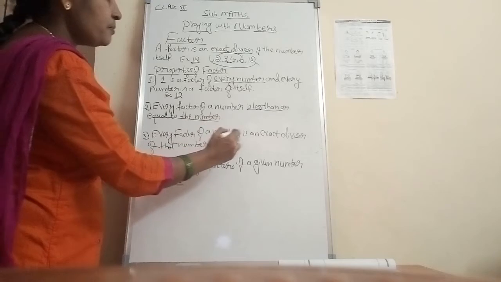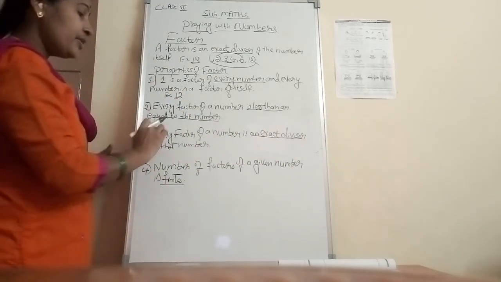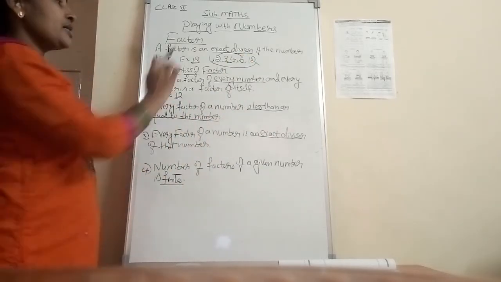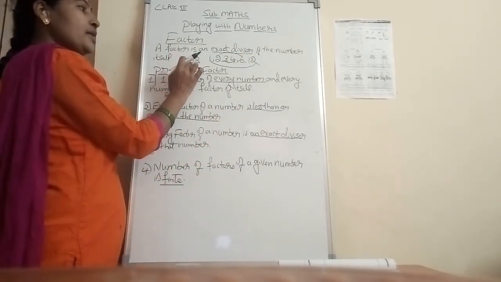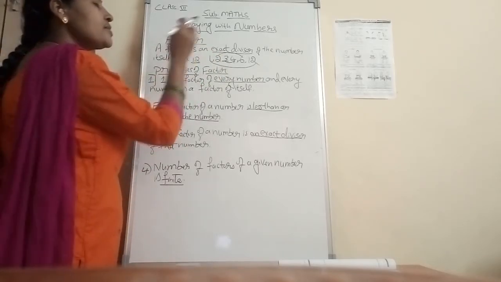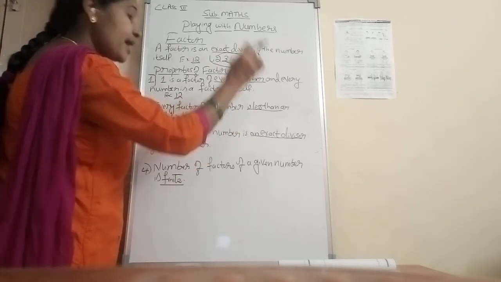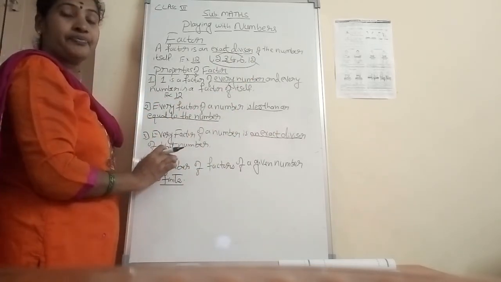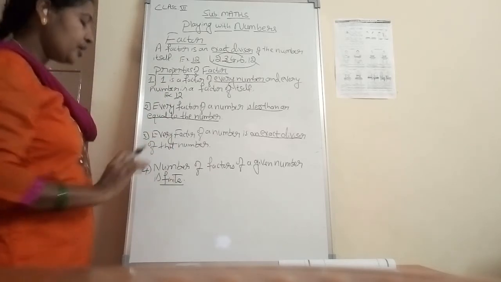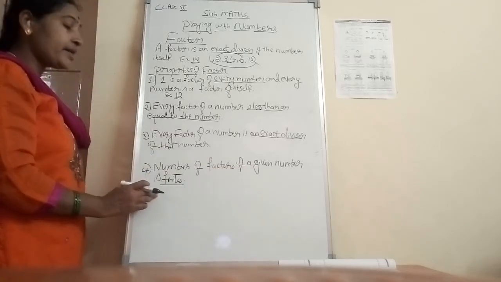Every factor of a number is an exact divisor of that number. For example, 12. 12 is divisible by 1, and 12 is divisible by 2. 12 is divisible by 3. So like that, every factor of a number is an exact divisor of that number. It means that number is divisible by that factor. Understood? The last property. The number of factors of a given number is finite.